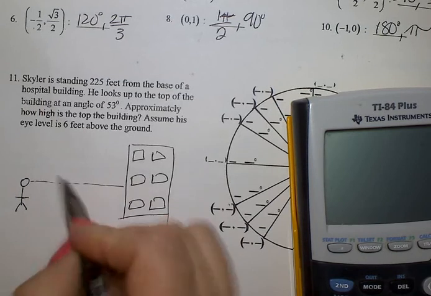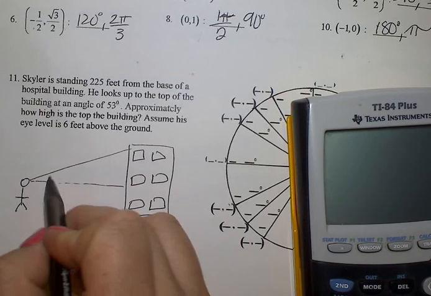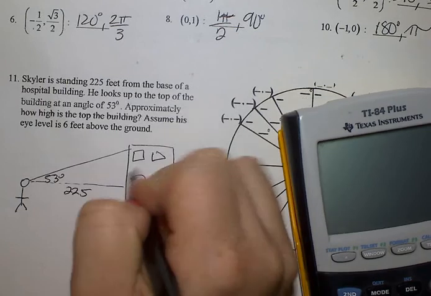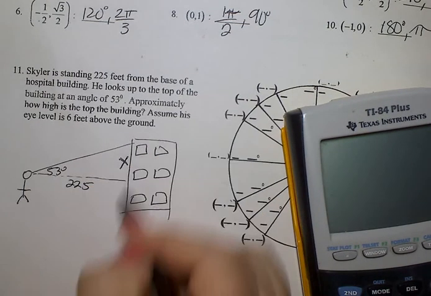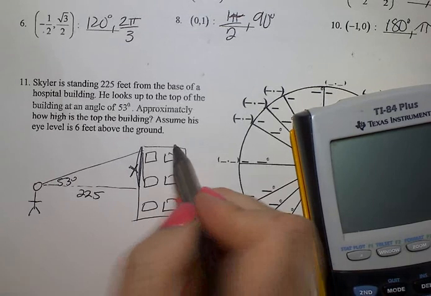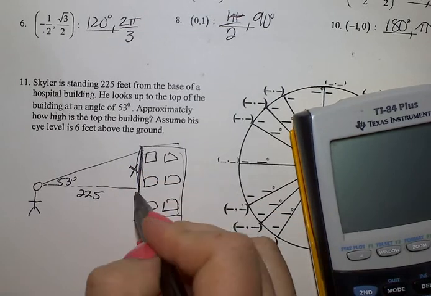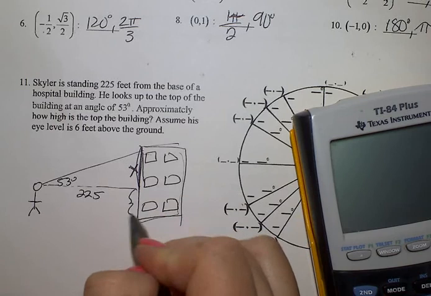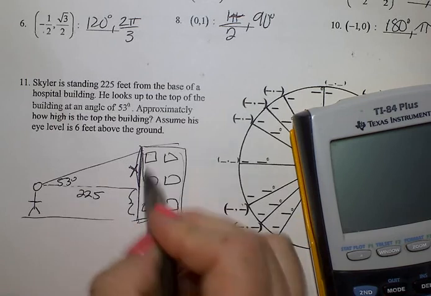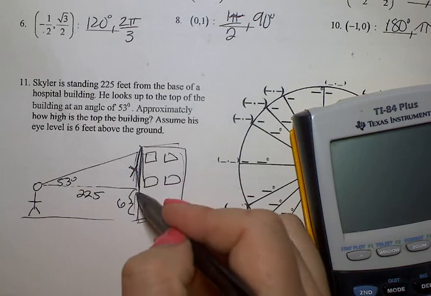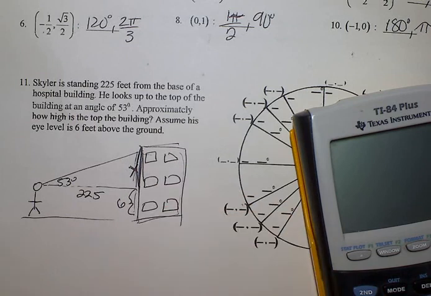Okay, so this angle is 53 degrees, angle of elevation. This distance is 225. We want to know this height. Now, once we know this height, our final goal is to figure out the entire height of the building. Now this is not drawn to scale, but what is this height? From the ground to Skylar's eye level is 6 feet. So once I know X, I'll be able to figure out X plus 6 to give you a final answer. We're going to round our final answer to the nearest foot, by the way, even though it doesn't say it in the problem.